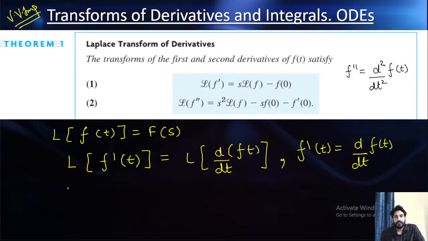Now see, the Laplace of the first time differentiation is s into Laplace of f of t minus f of 0. I can write this in a very simple language also: Laplace of f dash t is equal to s into f of s minus f of 0. Please write like this.